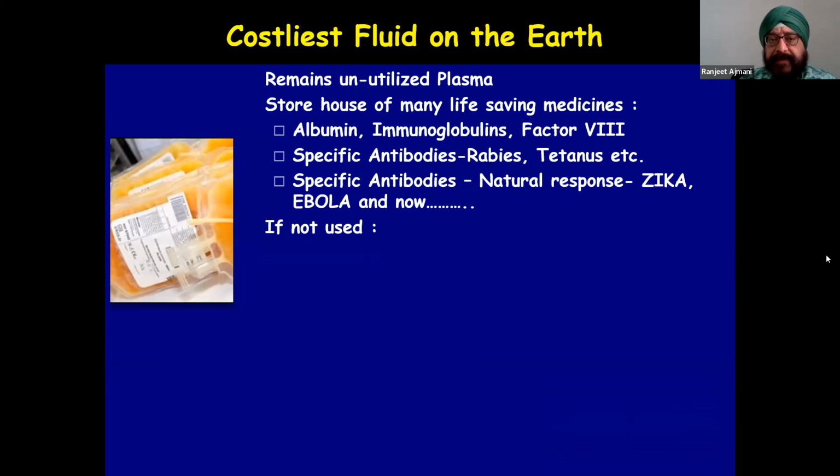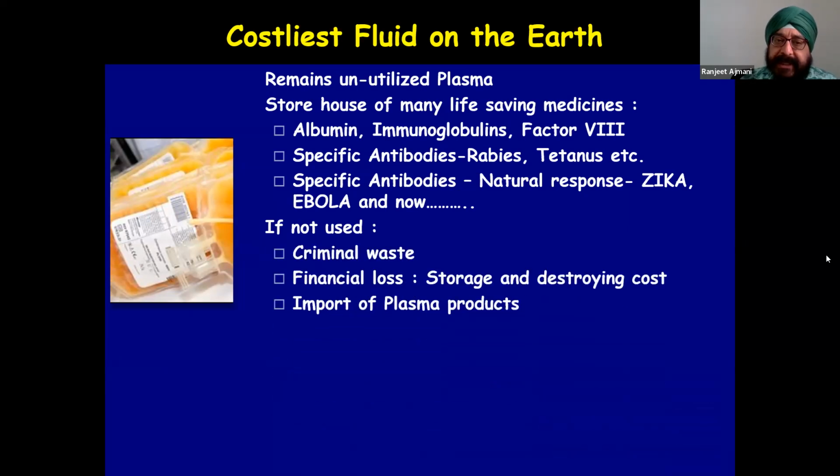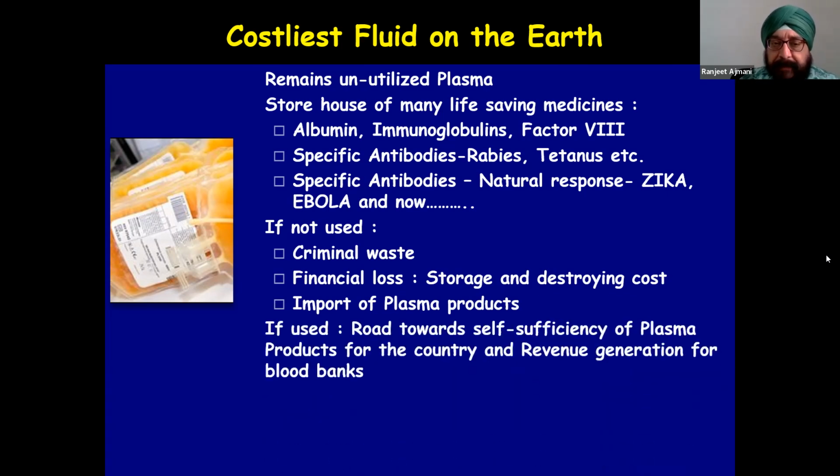And if this plasma, which is a storehouse of so many proteins, so many important medicines, is not used, it's a criminal waste as a society. And it's a huge financial loss to any country, any blood bank, and there's a destruction cost to it as well. And if this plasma is not used for making this product, the country has to import the plasma product, which means you have to incur more expenditure for an exchange of these products.